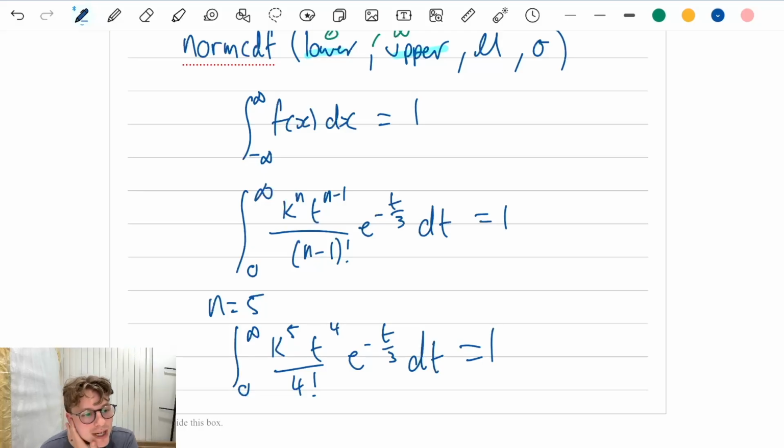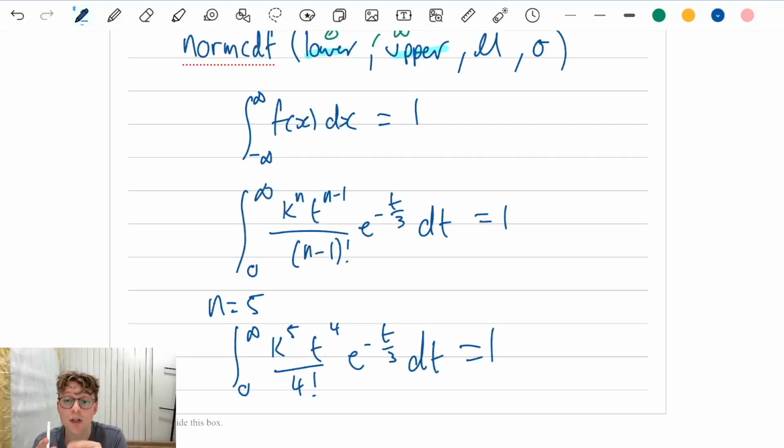Now, here's where it gets a little bit interesting. It looks like we have two variables, the variable k and the variable t. However, I have a definite integral. What does a definite integral do? Well, it's going to technically substitute in infinity in place of t, and then substitute 0 in place of t. So in a definite integral, the only variable I actually have is the letter k.